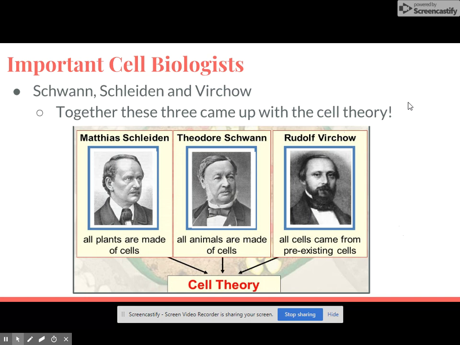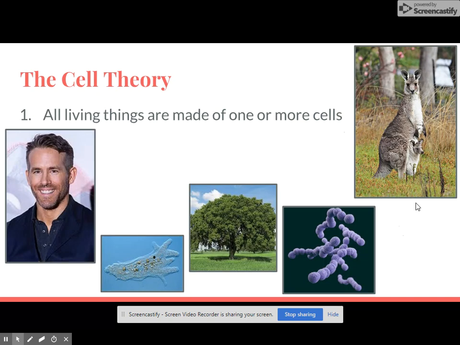When we talk about this cell theory, there's three guys that get the credit for coming up with it: Matthias Schleiden, Theodor Schwann, and Rudolf Virchow. The cell theory consists of 3 parts. The first part is that all living things are made of one or more cells. They can be a simple cell, which would be unicellular, so made of one cell, or they can be like Ryan Reynolds here and made of many cells, which would be multicellular.